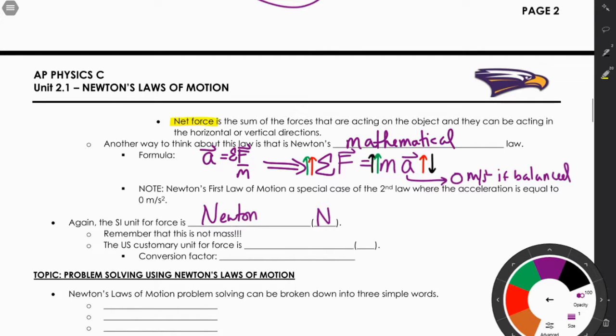The U.S. customary unit for force is actually pounds. So when you go to the doctor, they tell you how much you weigh. Well, they're telling you how much force you're experiencing due to gravity. The conversion factor is 1 Newton is equal to 4.45 pounds. And so that's the conceptual basis for Newton's second law. In the next bunch of videos, we're going to look at specific examples dealing with the mathematical process in solving these problems.